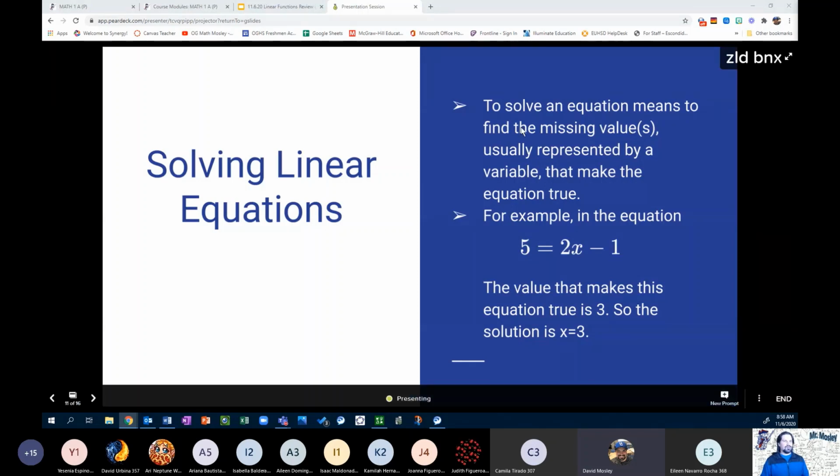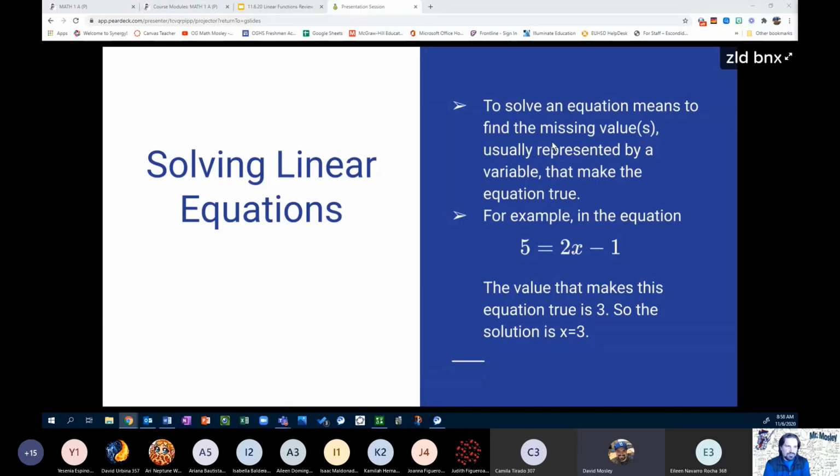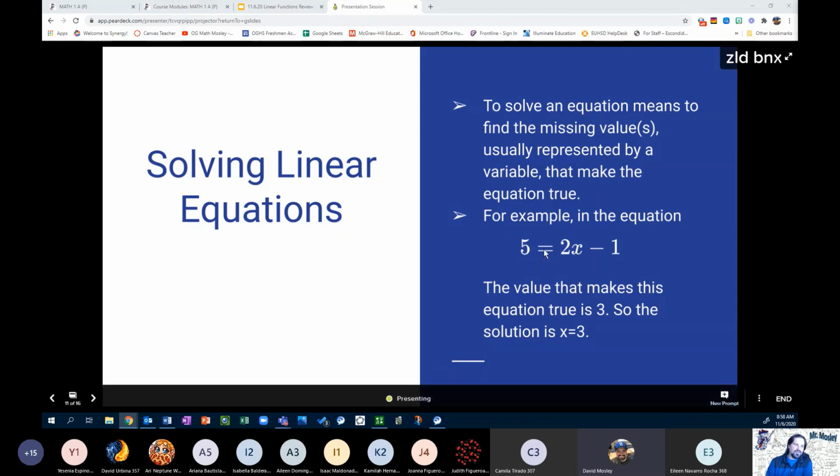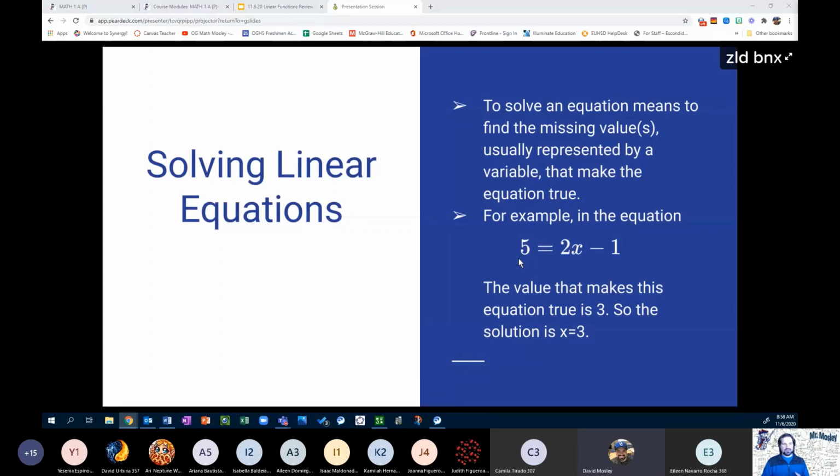Right? To solve an equation means to find the missing values, usually represented by a variable, that make the equation true. For example, in the equation 5 equals 2x minus 1, the value that makes this equation true is 3. So the solution is x equals 3. Right? 2 times 3 is 6, minus 1 is 5. There is no other number I can put in place of x that will make that a true equation. So we only have one solution, and that is x equals 3.